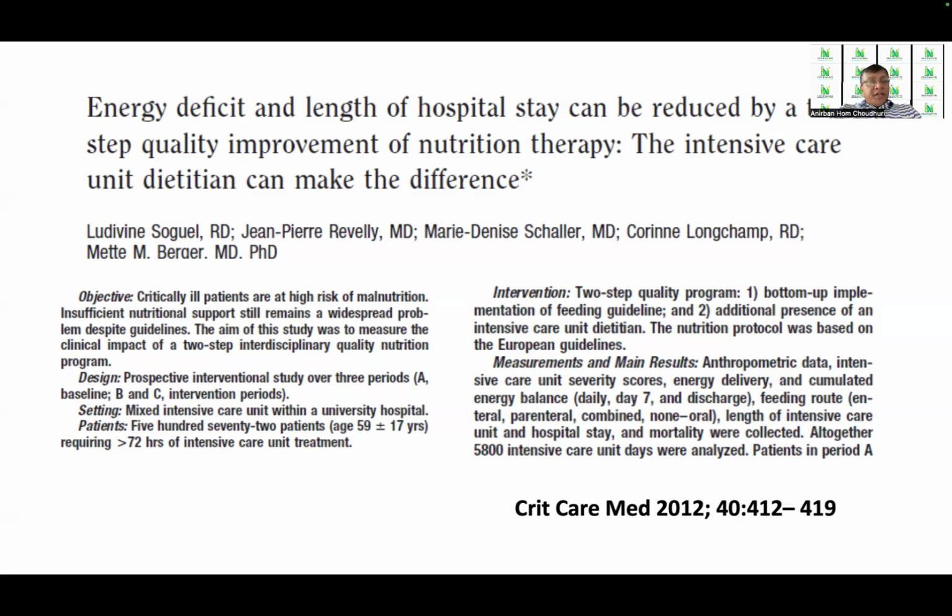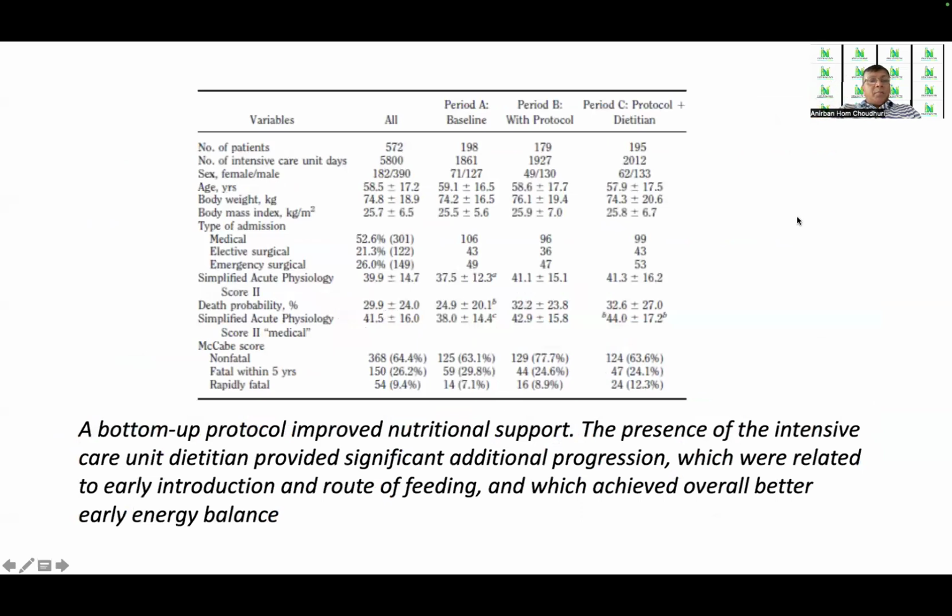So, in a mixed intensive care unit within a university hospital, using a two-step quality program, like bottom-up implementation of a feeding guideline and additional presence of an intensive care unit dietitian, this has been found to be very effective. So this involvement of the dietitian is important. A bottom-up protocol improves nutritional support. The presence of an intensive care dietitian provides significant additional progression.